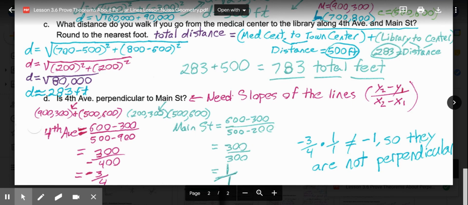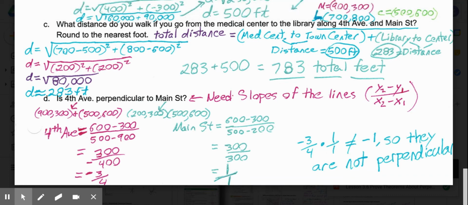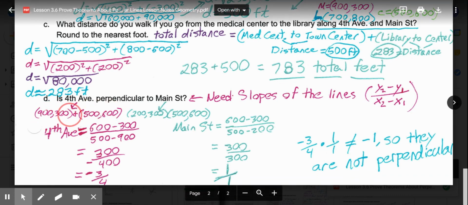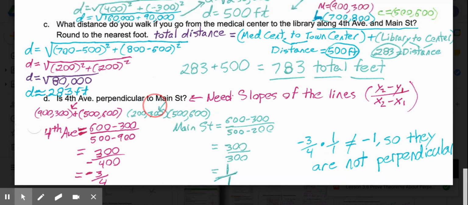And then the final part, part D, is asking if 4th Avenue is perpendicular to Main Street. So now in this case, we want to go back and use the slopes of the lines in our rule for perpendicular lines. And remember, that is, if the two slopes multiply to be -1, then the lines are perpendicular. So we want to find the slopes of both lines. So we can choose any 2 points off of 4th Avenue and Main Street. So I'm using these 2 coordinates off of 4th Avenue and these 2 coordinates off of Main Street. So we're going to put those in for the slope.